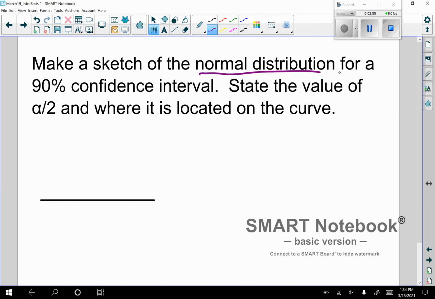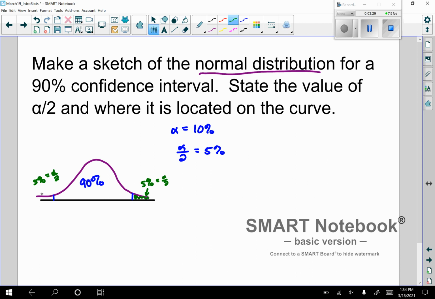So the key here, we're making a normal distribution, so we're not looking at the difference between a z or a t, we're just looking at a normal distribution, so this is the z distribution. And 90% means that alpha would be 10%, and then we have to split it. So alpha over 2 is going to equal 5%. So that means the middle area here is the 90%. And then we're looking at 5%, which is the alpha over 2 right here, and another 5%, which is alpha over 2 right here. So when I ask a question like this, all I want you to do is sketch and label.